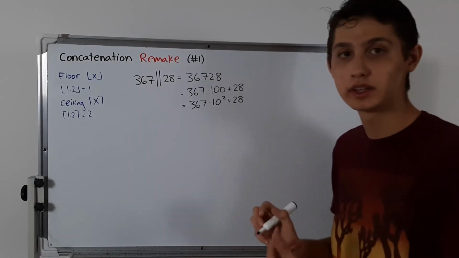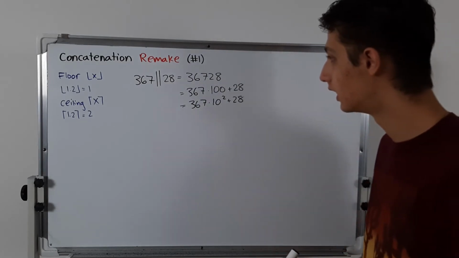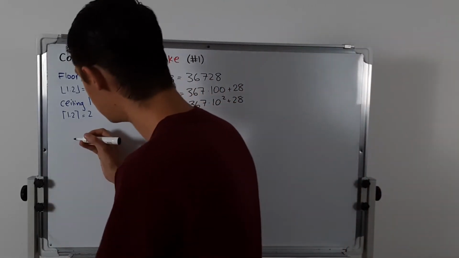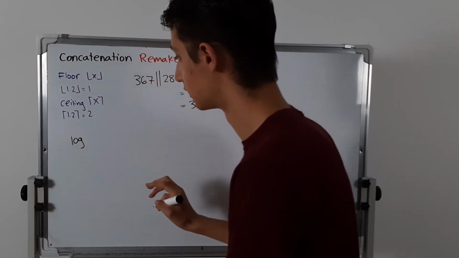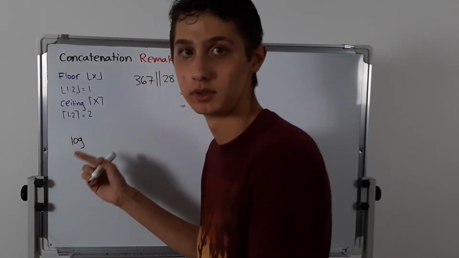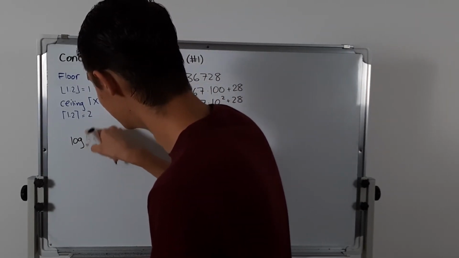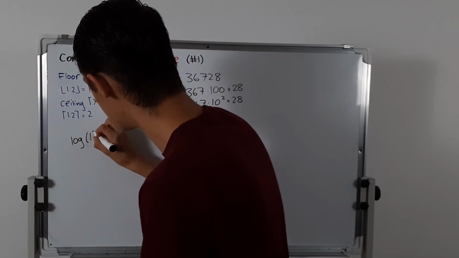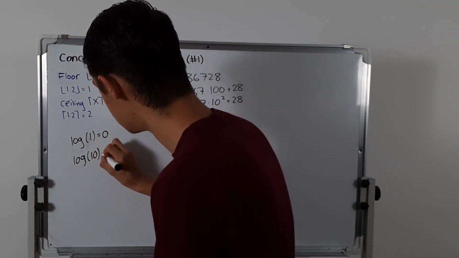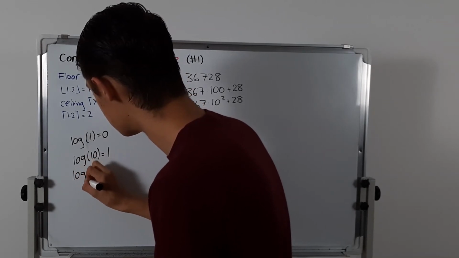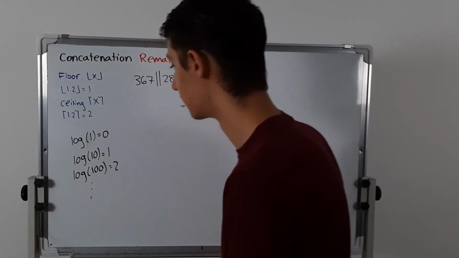Well, there's a really cool trick with logarithms to do this. Let me talk about the log of base 10, I'm dealing with base 10 here. Log of 0 is undefined. Log of 1 is equal to 0. Log of 10 is equal to 1. Log of 100 is equal to 2, and so on, right? So you can keep going.